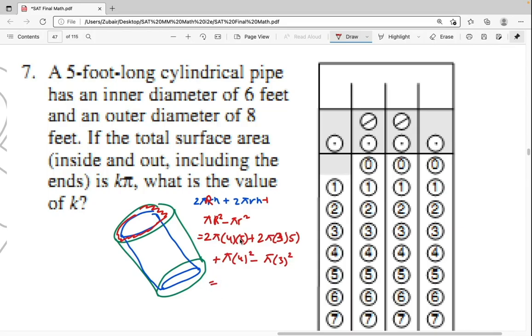4 times 5 is 20. 20 into 2 is 40 pi. 3 times 5 is 15, 2 times is 30 pi. 4 squared is 16 pi. 3 squared is 9 pi. 40, 30, 70.